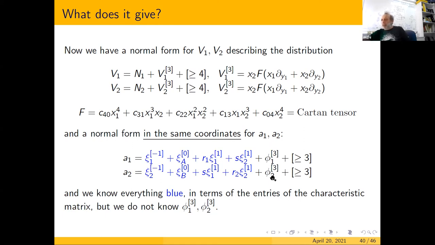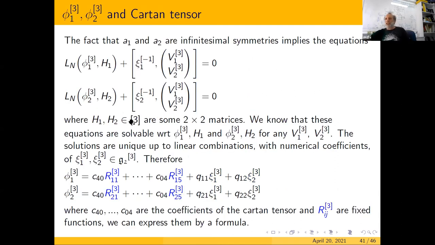Well, so what can we do? We do not know these guys. But we know that A1 and A2 are symmetries, so we have information. We can relate these two guys of quasi-degree 3 with these coefficients of the Cartan tensor. So these are the relations we have for Phi1-3 and Phi2-3 in this equation. We know that this system is solvable because on this level it is solvable. Moreover, the solution of each equation is not unique, it is defined up to a two-dimensional part of the algebra G2, the parts of degree 2.